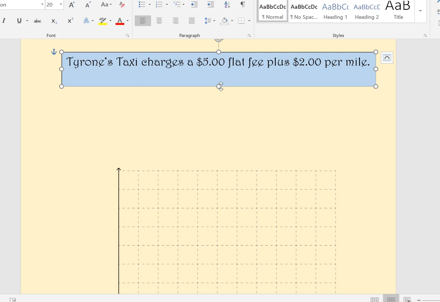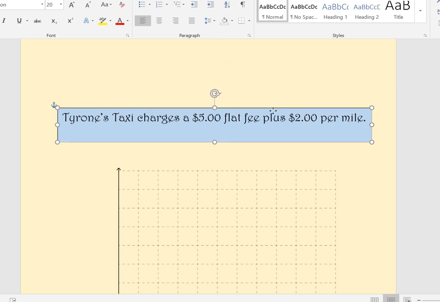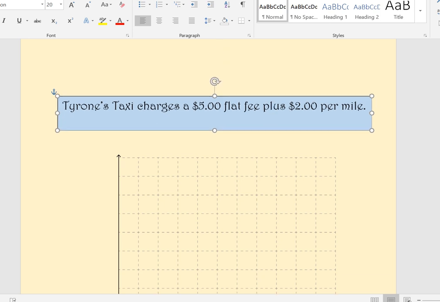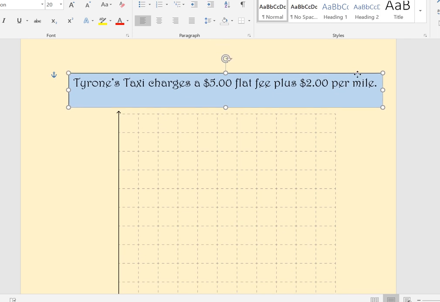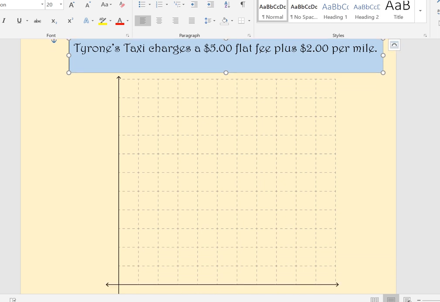So a flat fee is what we call a constant. That's what you're going to pay if you went 0 miles. And I understand it's like, why would I go 0 miles? That's just the logic of it. If you understand the logic of what we're talking about here, at 0 miles, it's going to be $5 because you still have to pay that just to get in his taxi cab, okay?